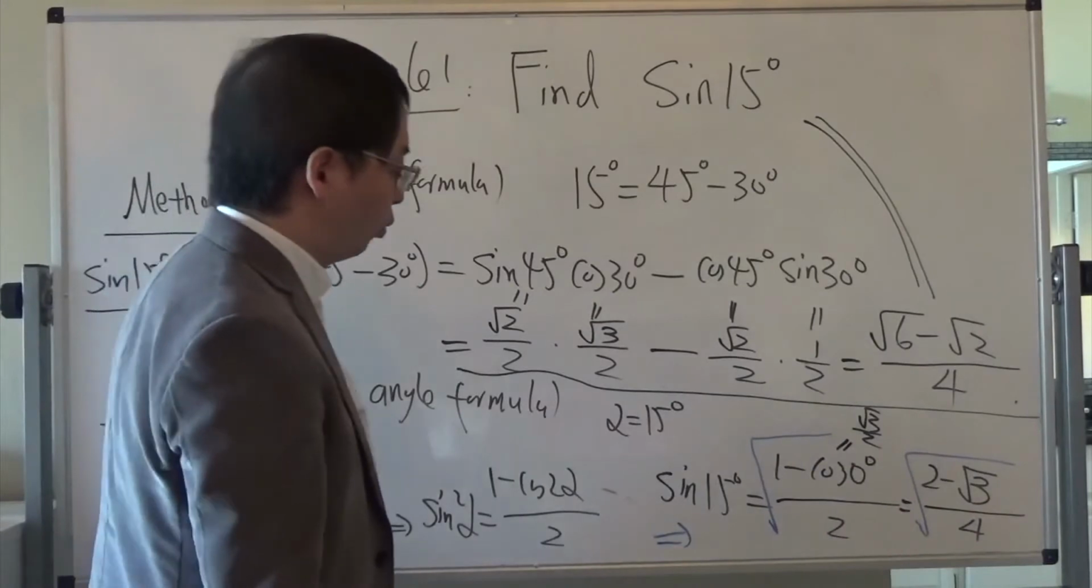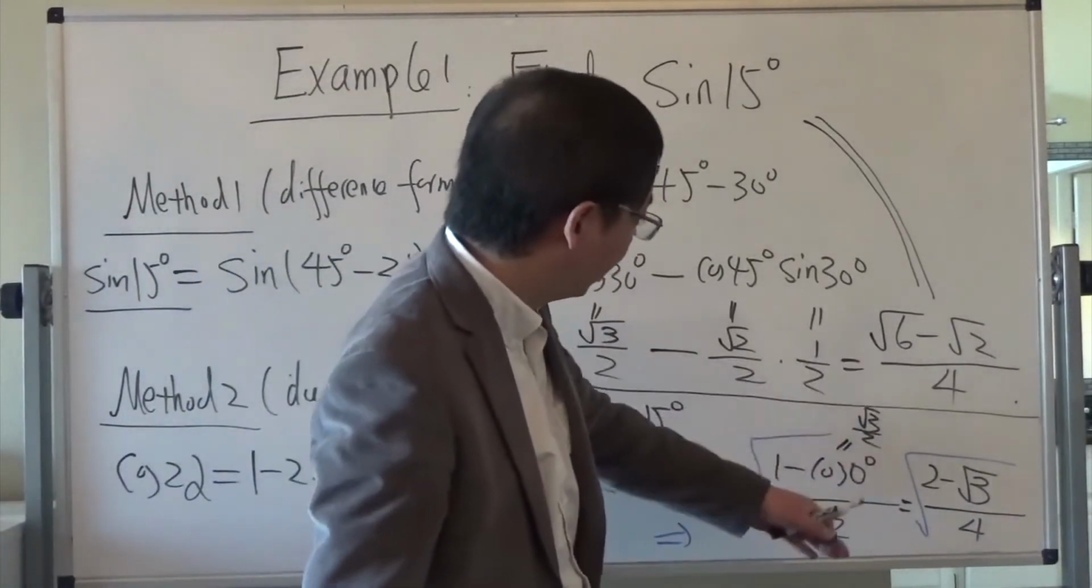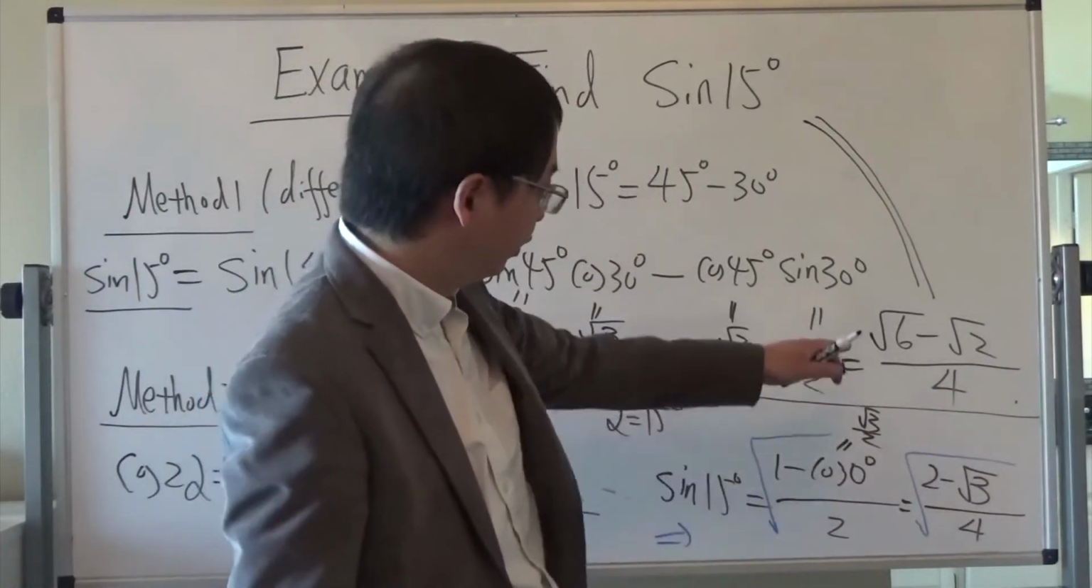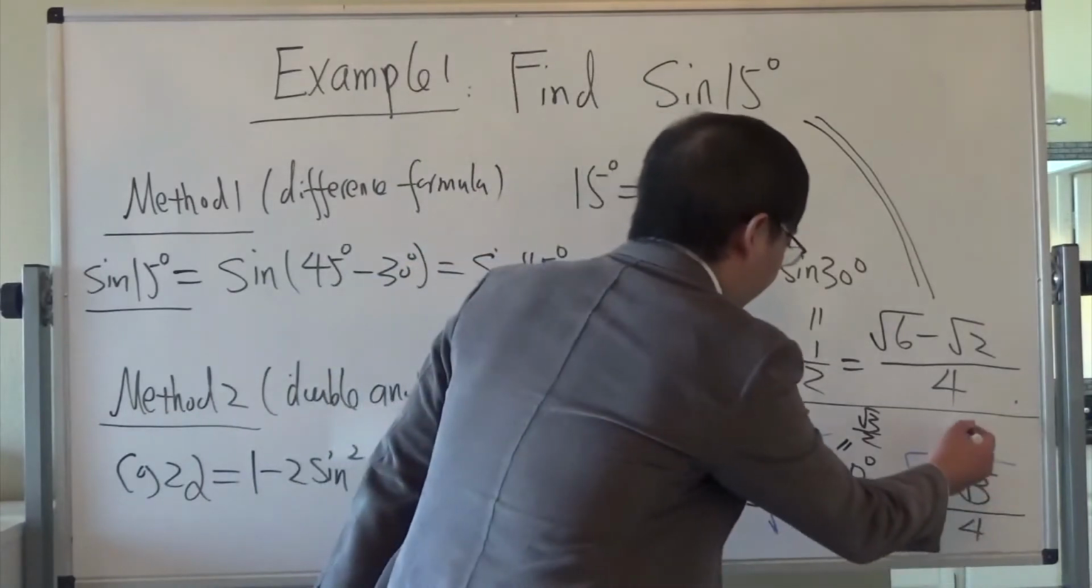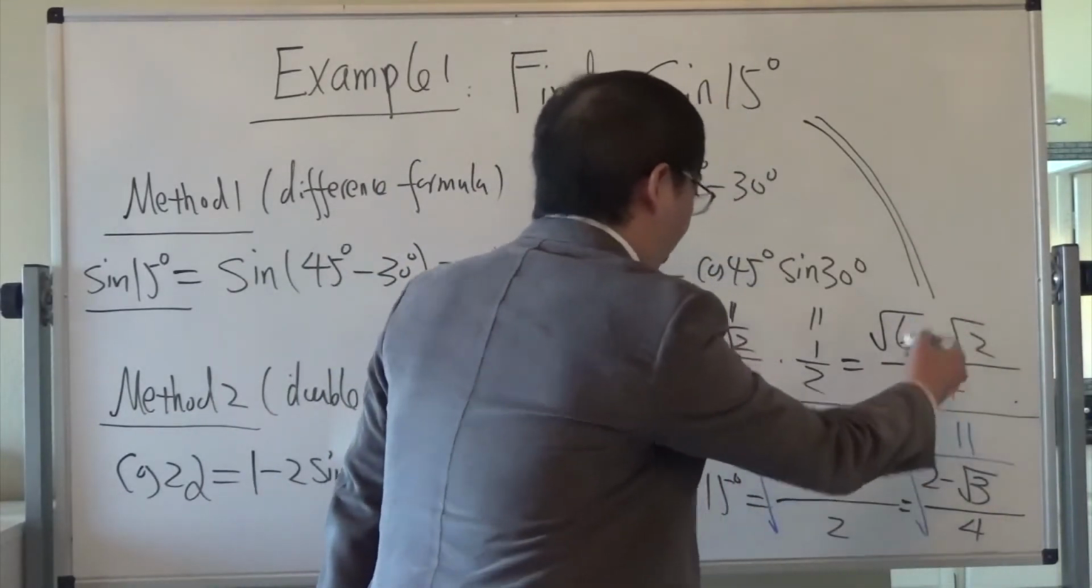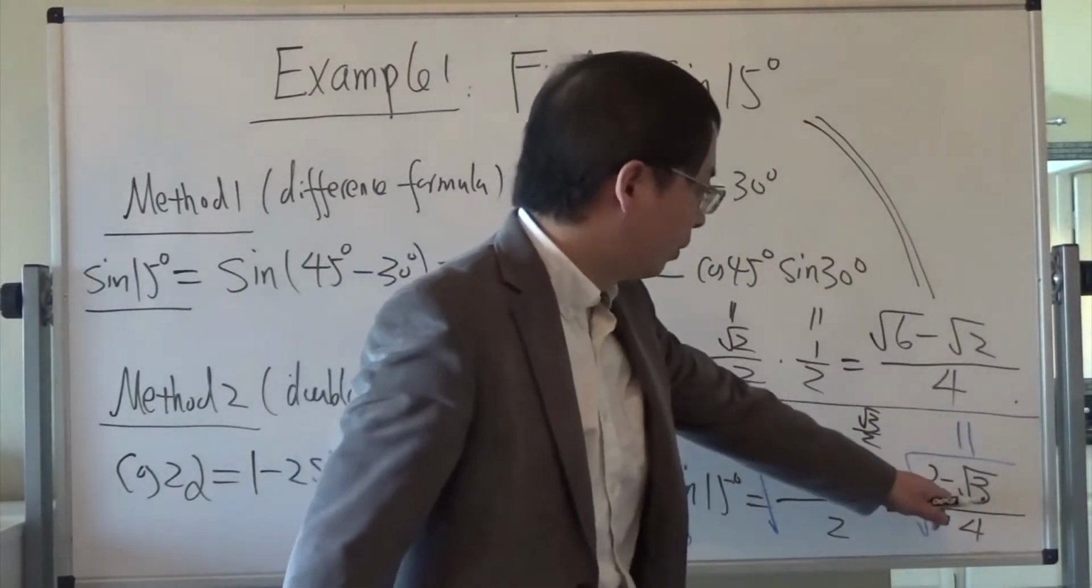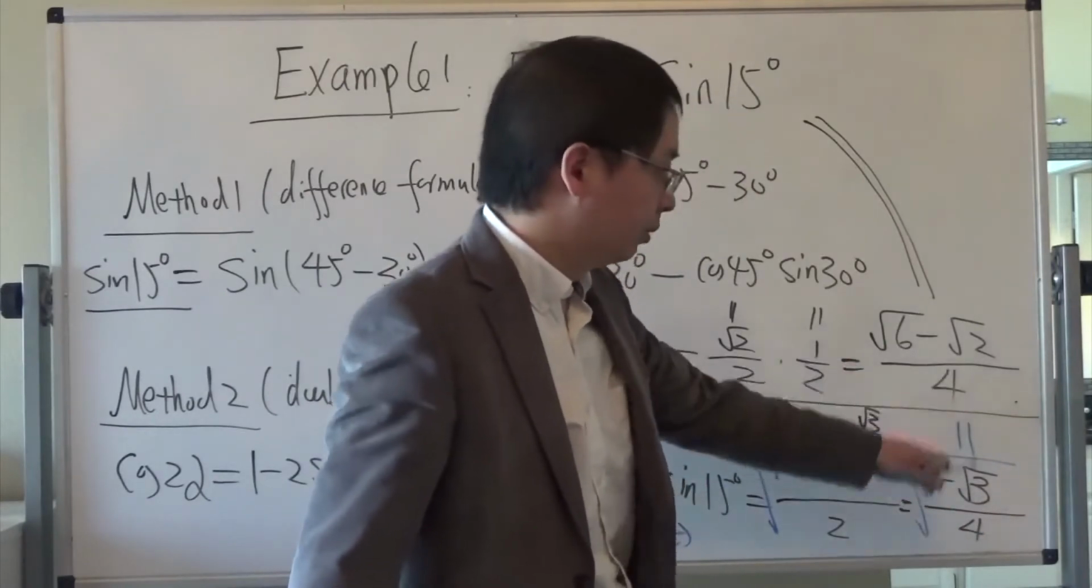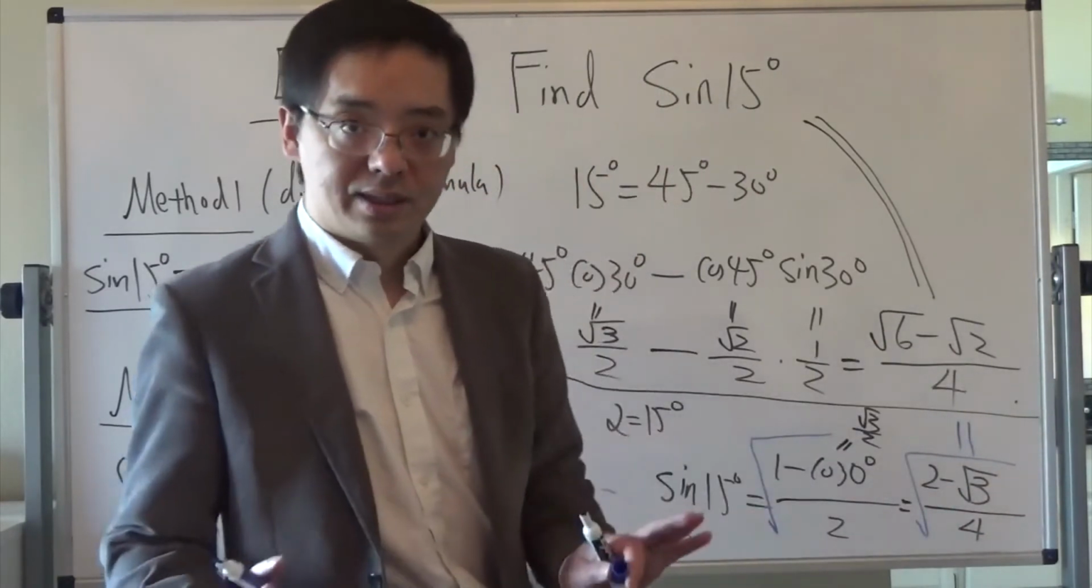And you can check, when you first look at this, you might think, oh, they are very different. But if you check, you find these two things are the same. If you take the square of the first one, you get 2 minus the square root of 3 over 4. So these two things are actually the same.